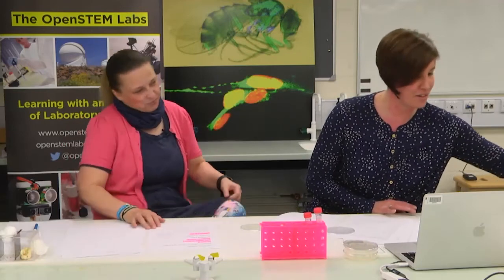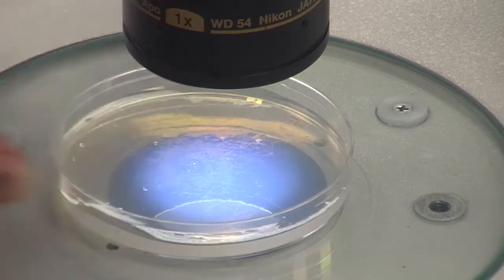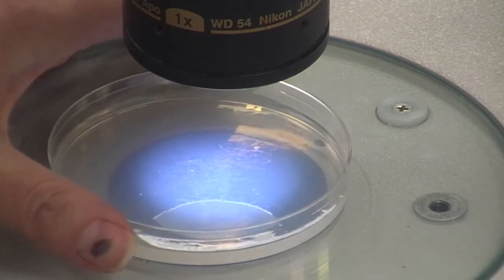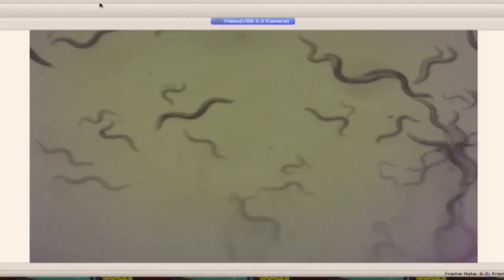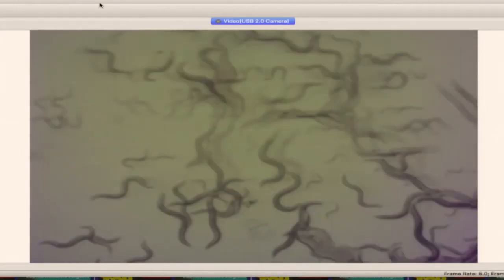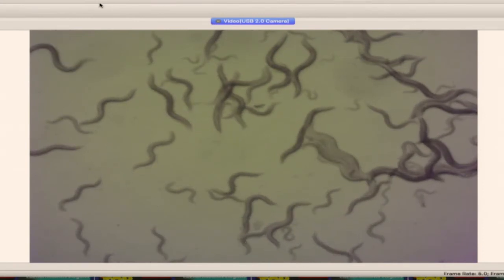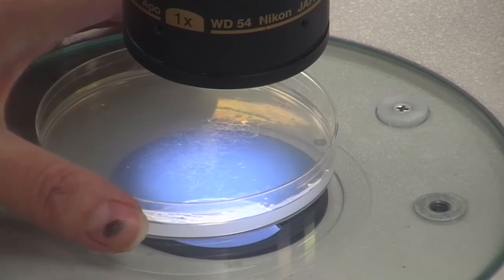So if we go back to the microscope and have a look. I've now got my dispersal assay plate under the microscope. It's a bit difficult for you to see because the actual field that you can see under the microscope doesn't cover the whole of this plate. But if I go to the middle, you should see these are my wild-type worms, and we can still see quite a few of the worms in the middle of the plate. But if we move outwards, we start to see a few less. And when we get right out to the edge of the plate, we don't really see very many.